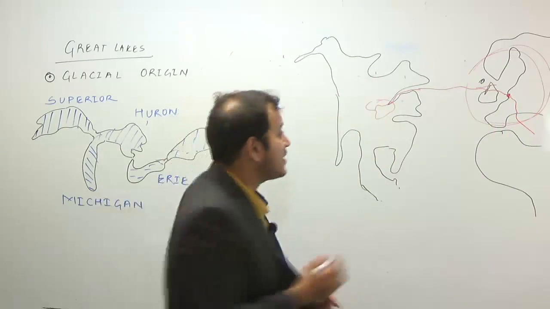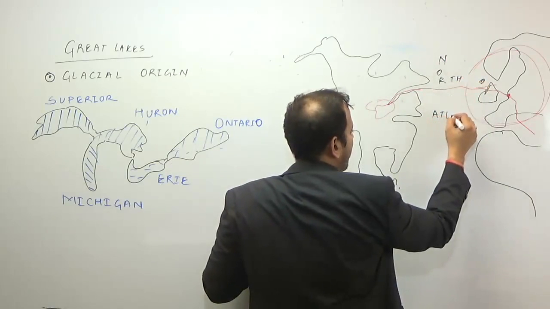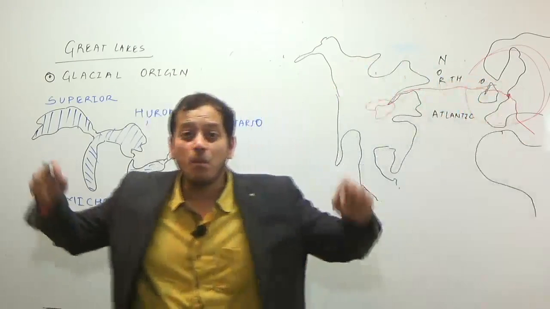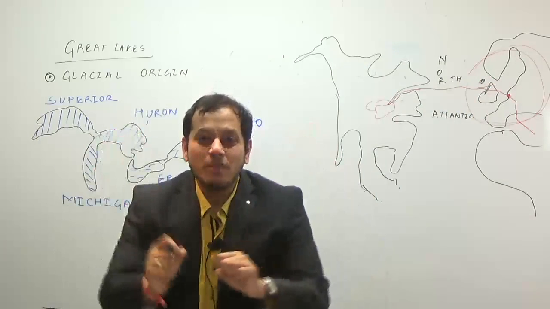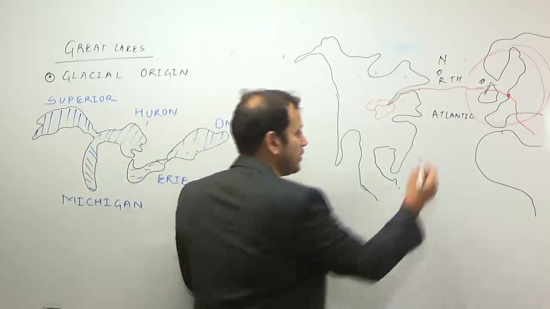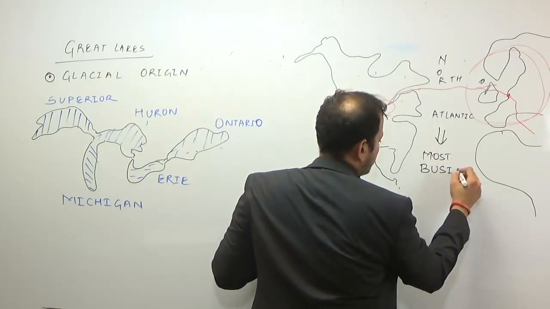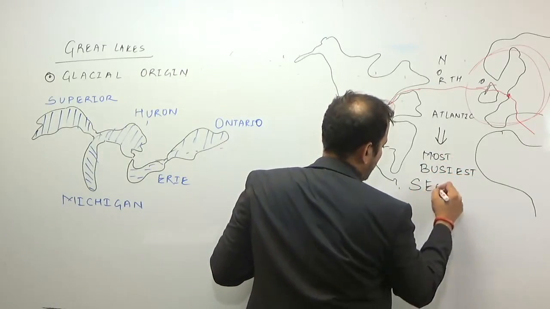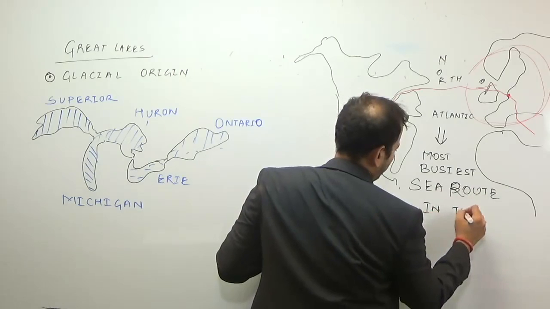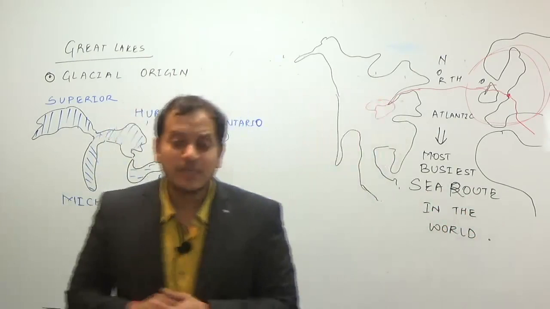So remember, this ocean is the North Atlantic, USA, Europe. It is the busiest and economically the most important sea route in the world.